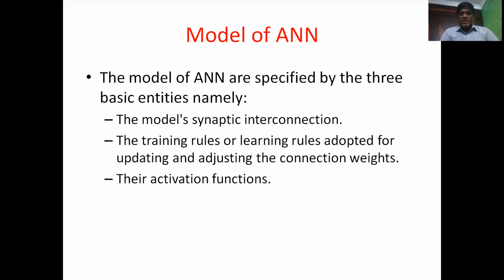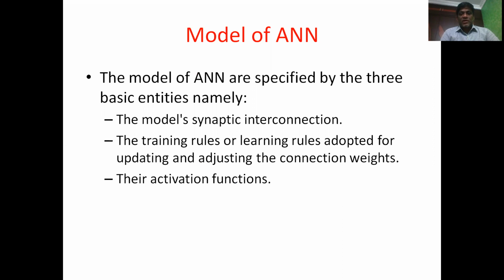In our previous lesson, we have discussed about the comparison between biological neuron and artificial neuron and how artificial neurons are inspired from biological neurons. And then we have also discussed about several types of architectures that will be used by the neurons of artificial neural networks. Okay, so today we'll begin with a simple model of artificial neural network.